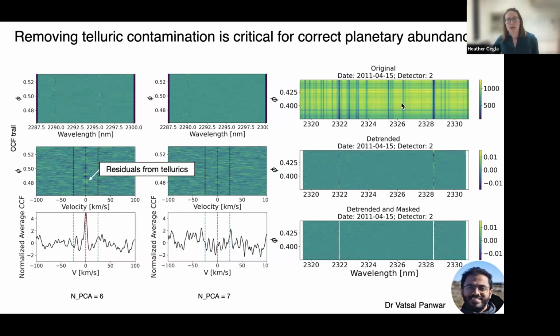But even after you remove them, in this case all the tellurics are these vertical lines that you see in this plot, and then he's done his PCA and removed them, and this is what you get left over. You can see there are still signatures here, and if you don't remove those, then you can get the wrong abundance for your characterization. So what he's done instead is just gone ahead and masked those out.